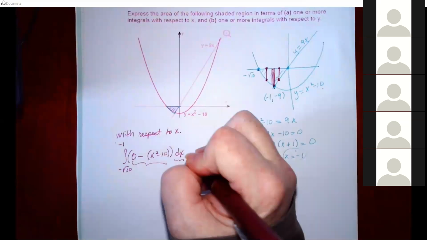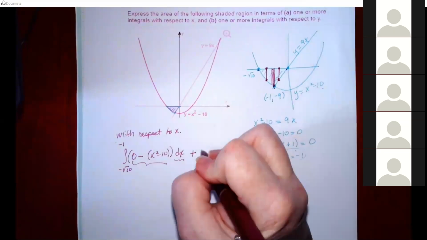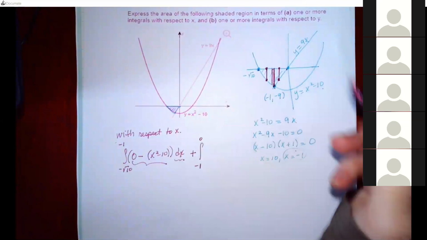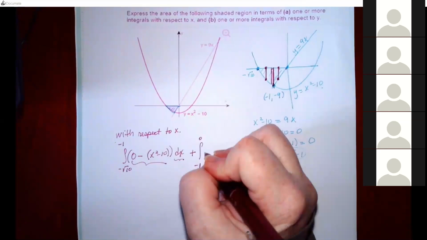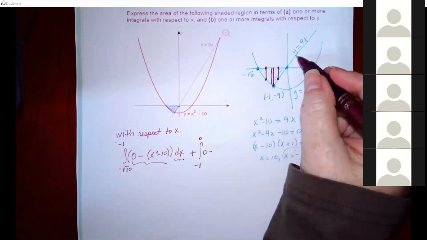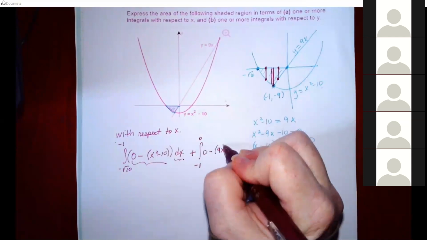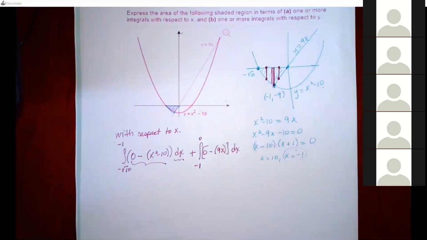And then we'll have plus, pick up here to here. That will be from x equals -1 to 0. The top graph is on the x-axis, which is y equals 0. The bottom graph is on y equals 9x. So it'll be 0 minus 9x dx. Every length of every rectangle will be a top minus bottom or a right minus left.